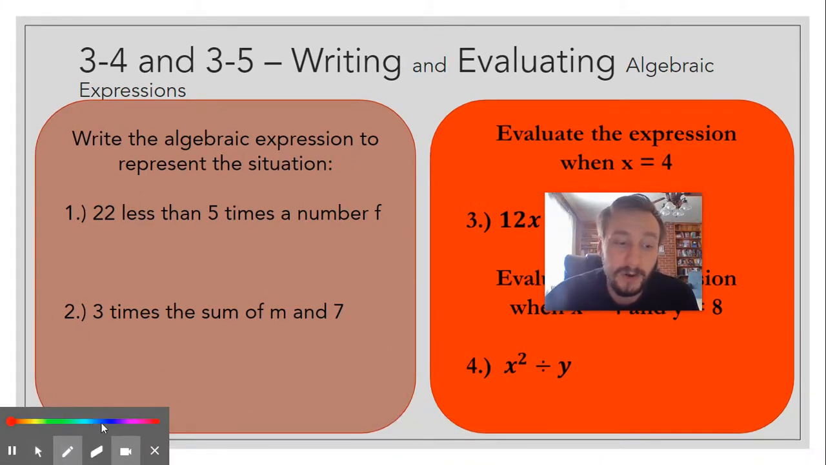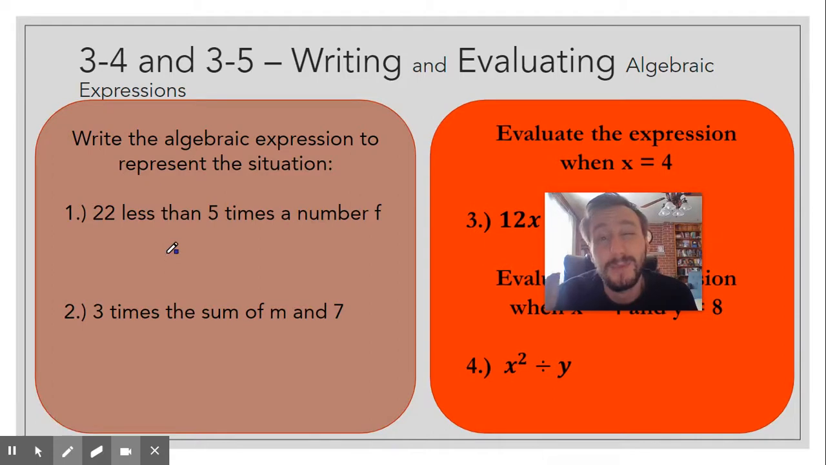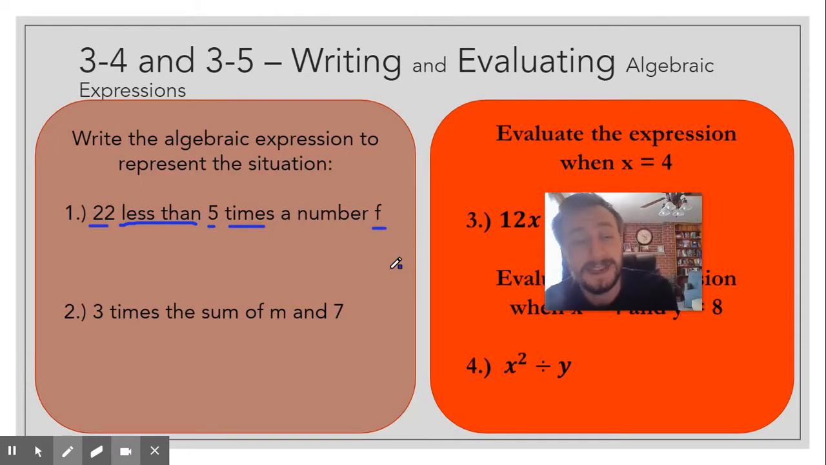Now, what we worked on with these types of problems is that we want to pull out the important information first. So what I would do is underline, circle, whatever you might need to do in order to see what is important. That way you can break down piece by piece by piece. So 22 less than 5 times a number f. So let's break this down piece by piece. We have 22 less than 5 times a number f.